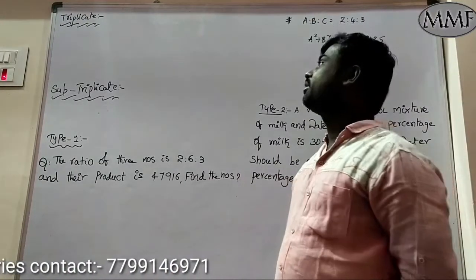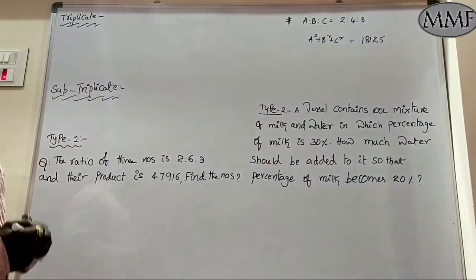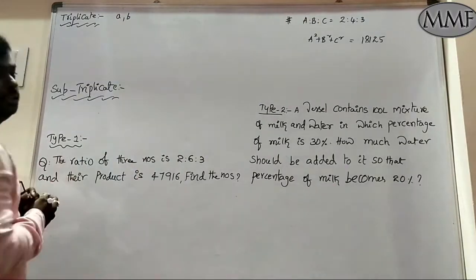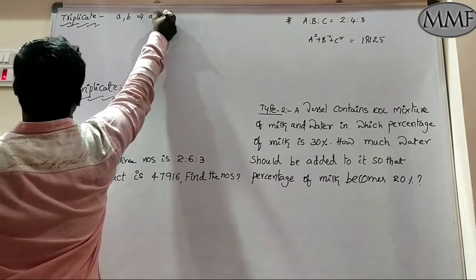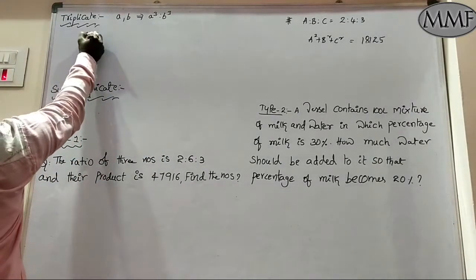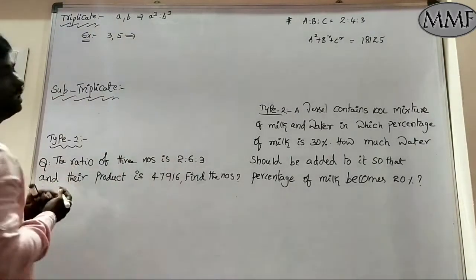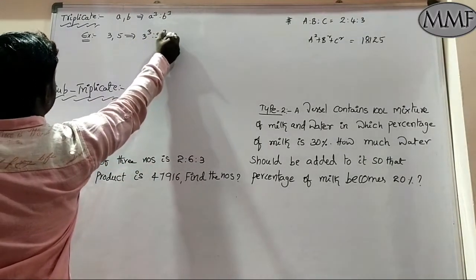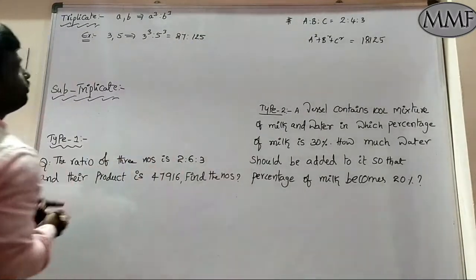Now let's see what is triplicate and what is subtriplicate. What is triplicate? Same thing. If any two numbers are A and B, their triplicate ratio is A cube is to B cube. Example, the two numbers are 3 and 5. Their triplicate ratio is 3 cube is to 5 cube, nothing but 27 is to 125.